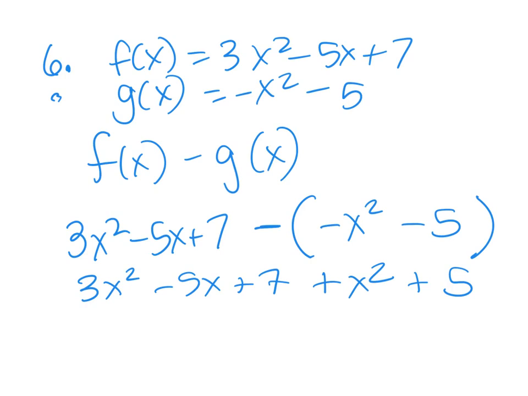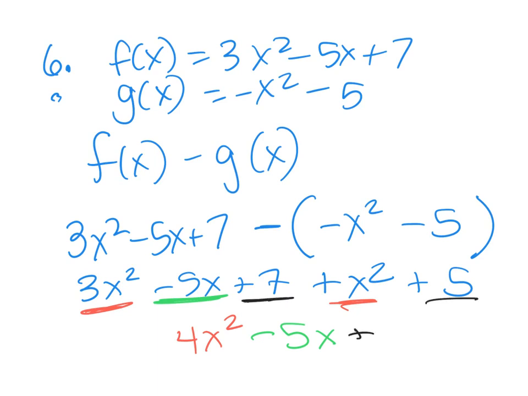And now I'm going to collect like terms, starting with the biggest terms first. So that's 4x squared. Then the next term, the x's, there's no other x there, so that's minus 5x. And lastly, the constants, plus 12. So 4x squared minus 5x plus 12 is my answer.